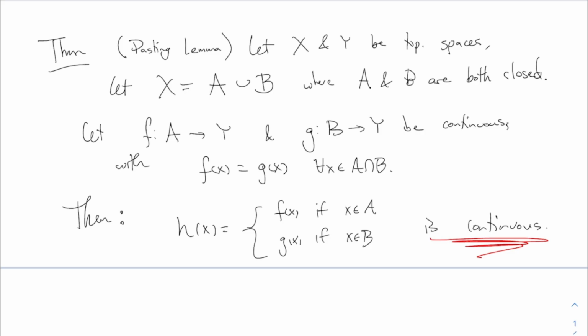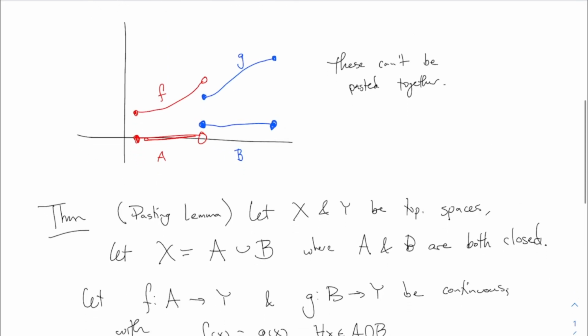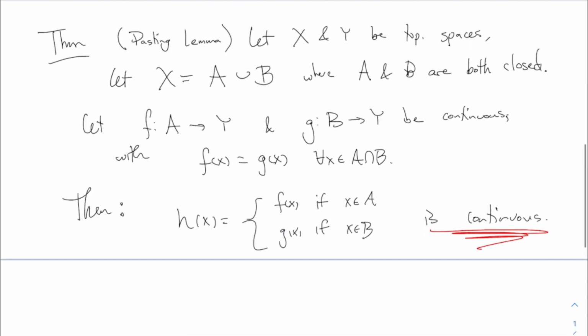You can see my little counterexample here. Technically you can paste together f and g. It's just that it won't be a continuous function. It'll be a function with this kind of jump in it. We need to demonstrate that when you paste it together like this, the result will be continuous. Let's see if we can do it.